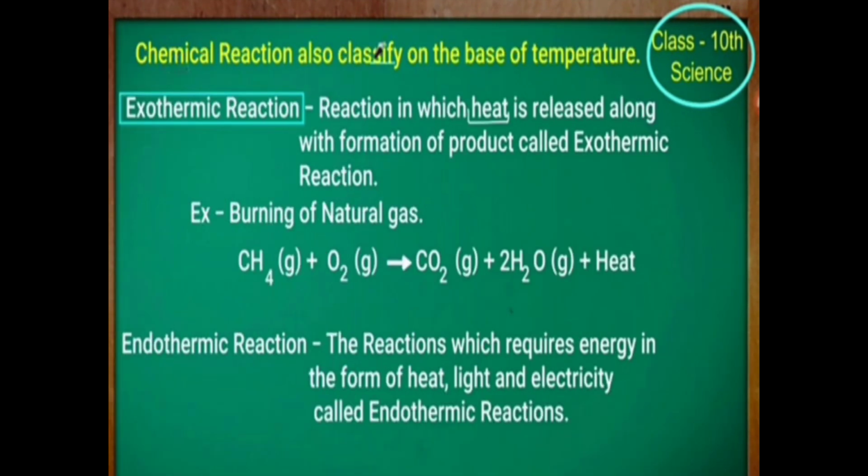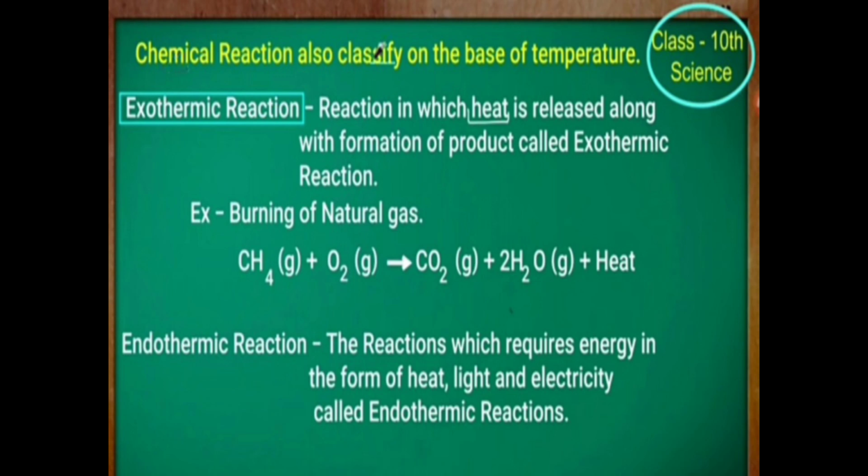Then chemical reactions are also classified on the basis of temperature. We studied the types of chemical reactions, right? Combination reaction, displacement reaction, double displacement reaction, oxidation and reduction reactions. But these chemical reactions are also classified on the basis of temperature. So on the basis of temperature, they are classified into two types: exothermic reaction and endothermic reaction.